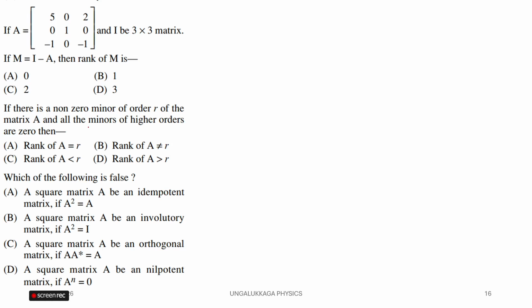So if A is equal to the given matrix, and I is the 3 cross 3 identity matrix, M is equal to I minus A. Then the rank of M is, they asked for the rank of M. So let's find M. M is equal to I, which is nothing but the identity matrix, then we have a minus sign here, and we have 5 0 2, 0 1 0 and minus 1 0 minus 1.